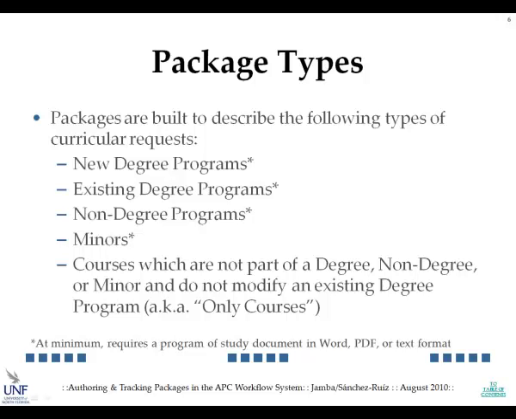The form names previously used for APC requests, the APC 1, 2, and 3 forms, no longer apply in the workflow system. The contents of a package depend on the type you select. There are 5 types: new degree programs, existing degree programs, non-degree programs, minors, and packages that involve only courses.